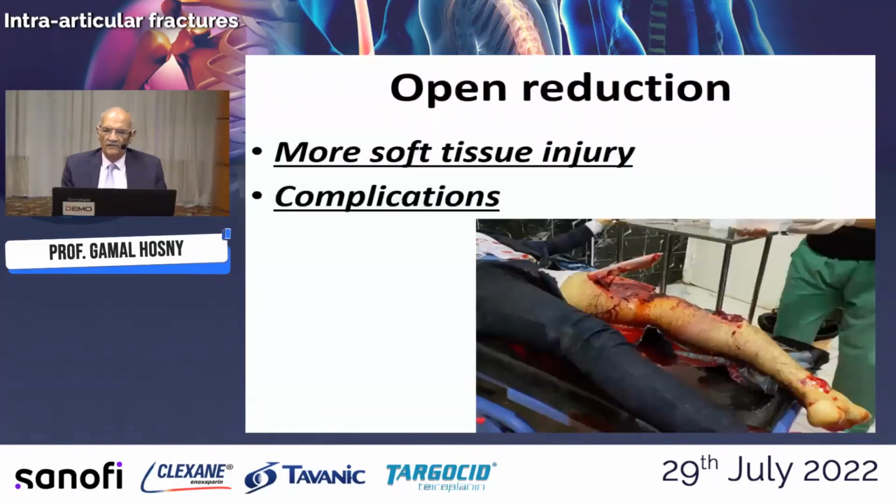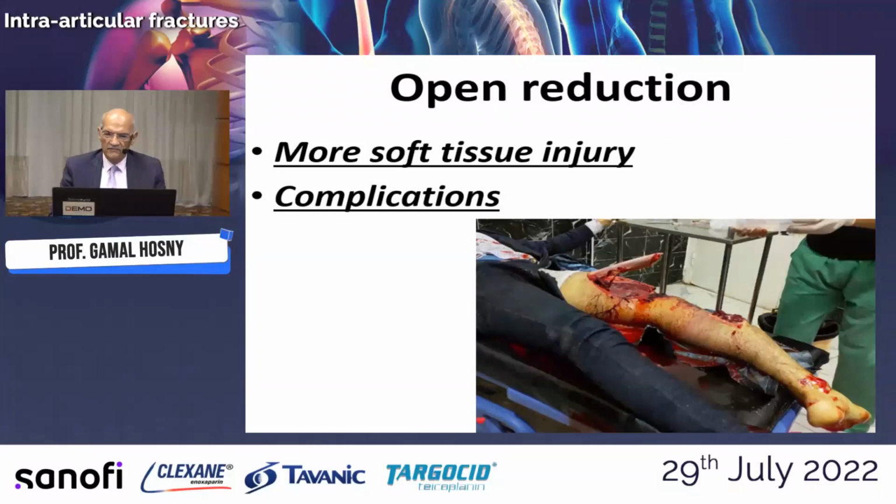And when we talk about intra-articular fractures, we talk about the reduction, open reduction. But remember that open reduction means more soft tissue injury, like this case. You see the huge and significant soft tissue injury. If you do open reduction and you do more incisions and dissections, you add injury to the injury, but this is the conventional teaching.